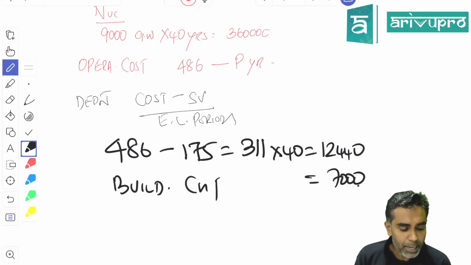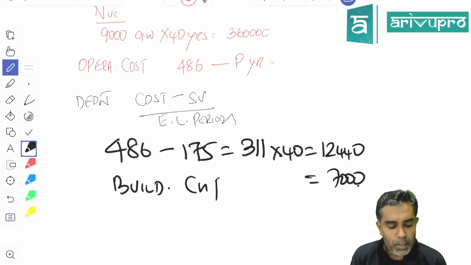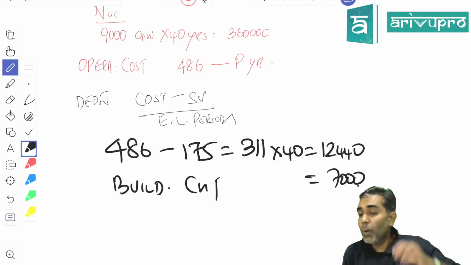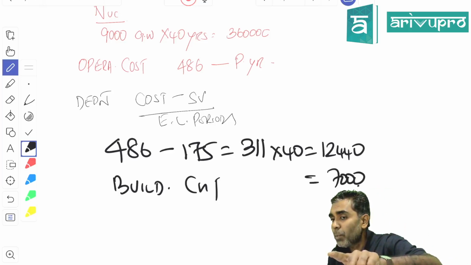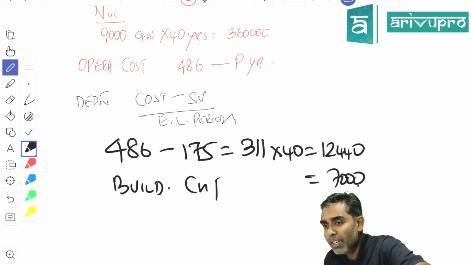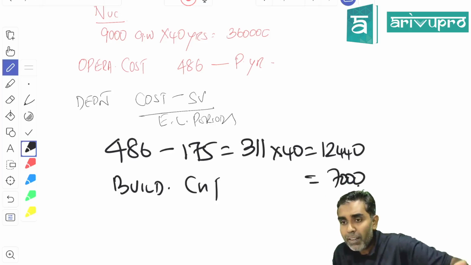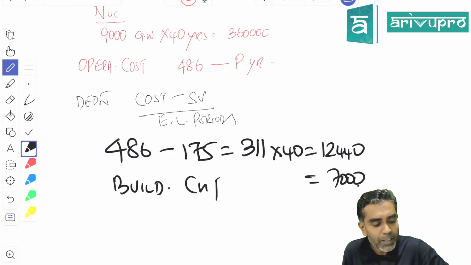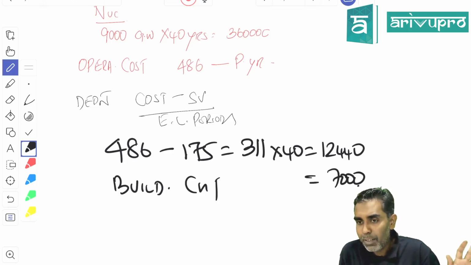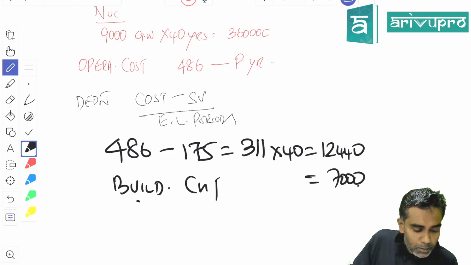Each nuclear station has an estimated decommissioning cost of 12,000 million at the end of its life. This is what we call post-manufacturing cost, decommissioning cost. 12,000 million is about post-manufacturing cost. Look at the question itself, it clearly says each nuclear station has an estimated decommissioning cost of 12,000 million at the end of its life. We'll have to take it out. The decommissioning cost, that is 12,000.